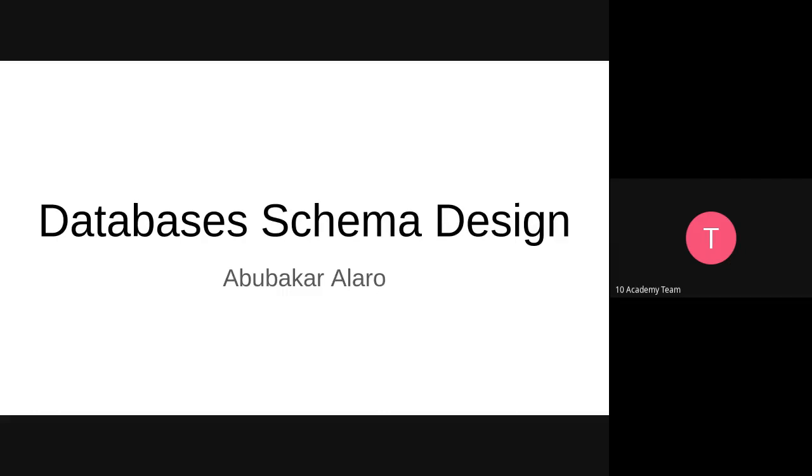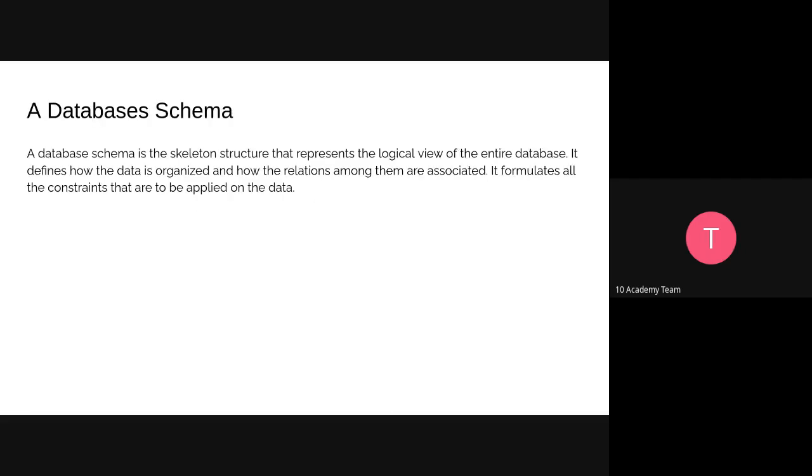All right, so the second part of the tutorial is the database schema design. A database schema is a skeleton structure that represents the logical view of the entire database. It defines how the data is organized and how the relations among them are associated. It formulates all constraints that are to be applied on the data.